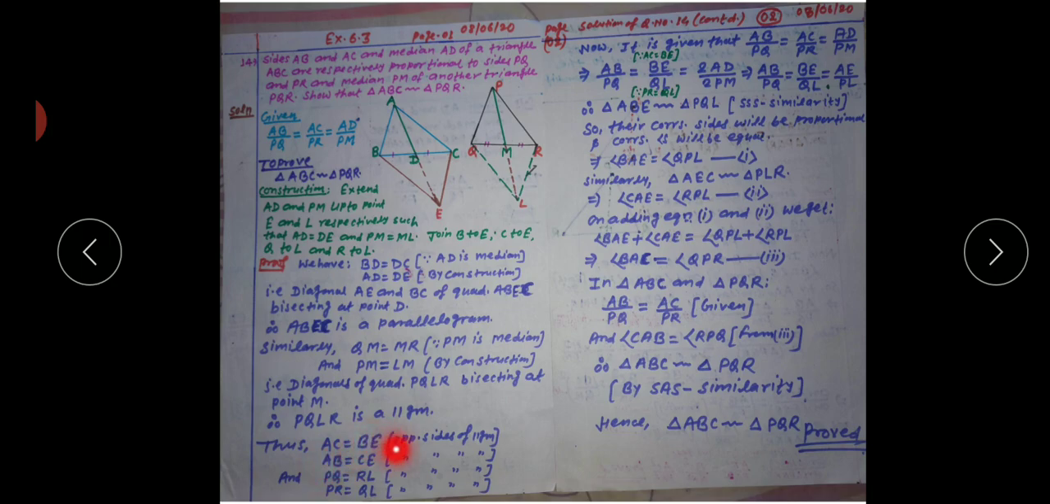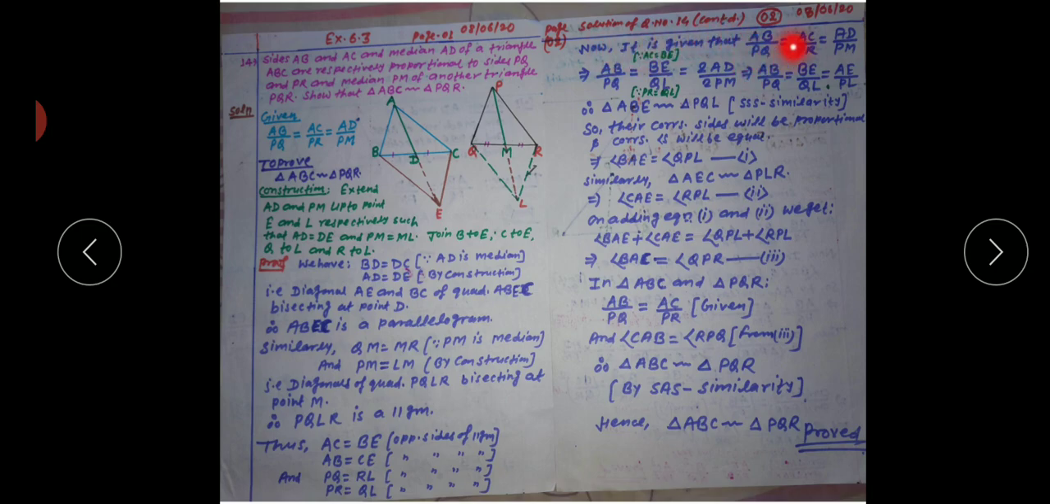Thus, in this quadrilateral ABEC, AC will be equal to BE, opposite sides of a parallelogram. AB will be equal to CE, opposite sides of a parallelogram. In this quadrilateral PQLR, PQ will be equal to LR, and PR will be equal to QL, opposite sides of a parallelogram.